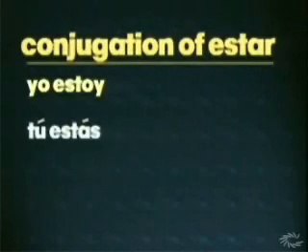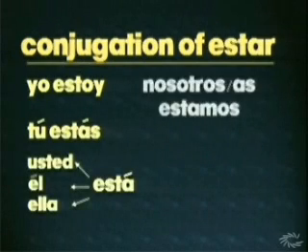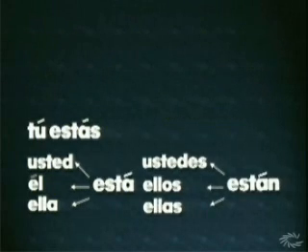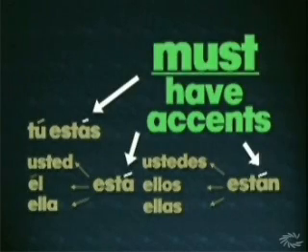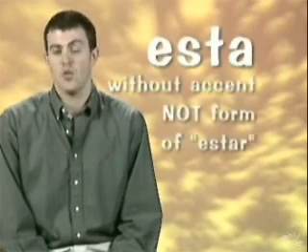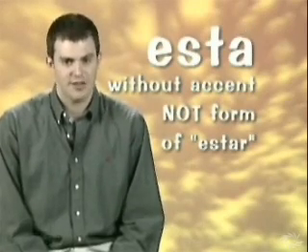Yo estoy, tú estás, usted, él o ella está. Nosotros o nosotras estamos. Ustedes, ellos o ellas están. Notice that 3 of these verb forms have accents. Remember that. Estás, está, and están must have accents or they are incorrect and you'll get them wrong on your exam. If you write ESTA without an accent, it's not a form of the verb estar. It means something entirely different.